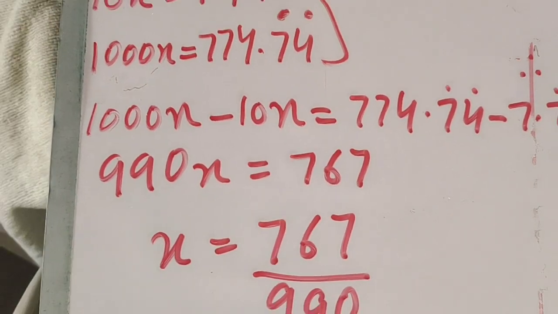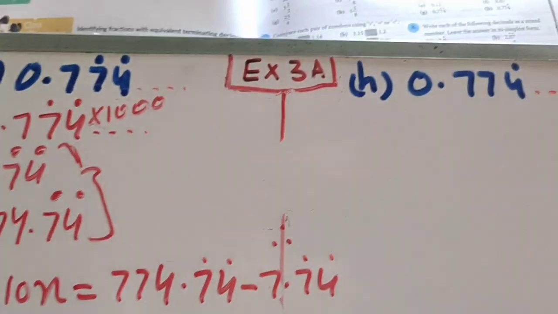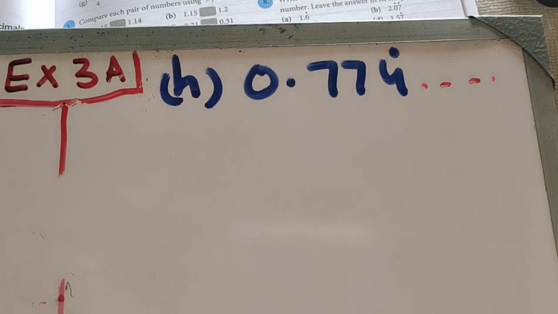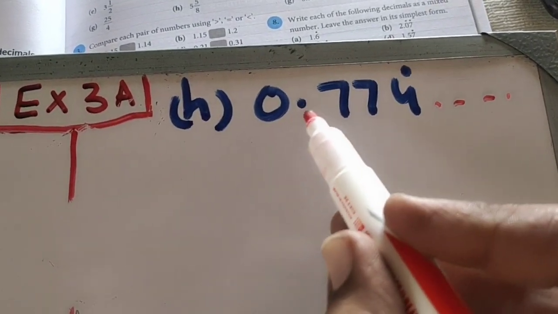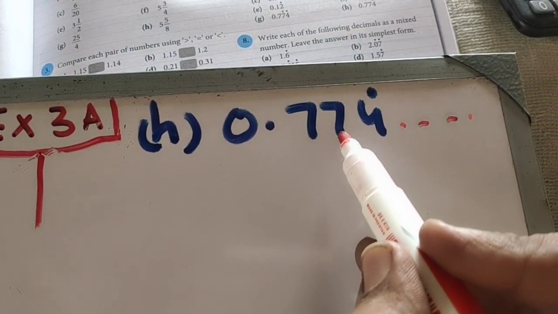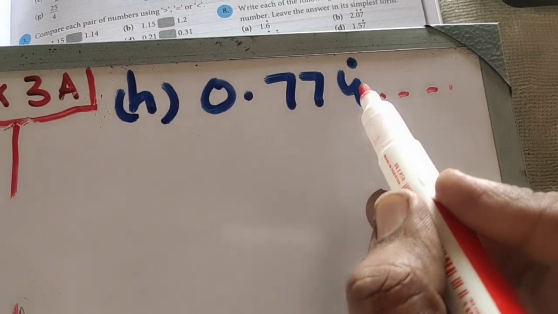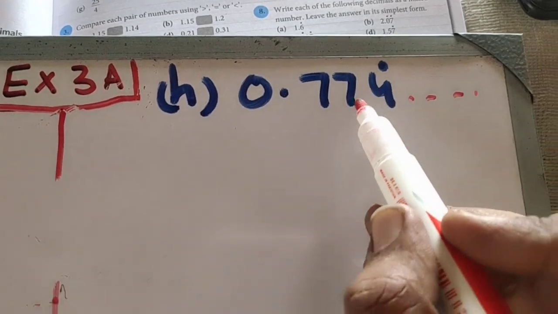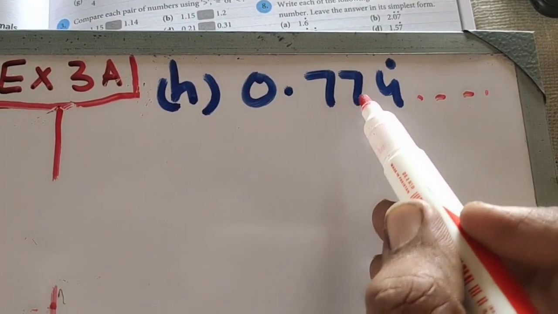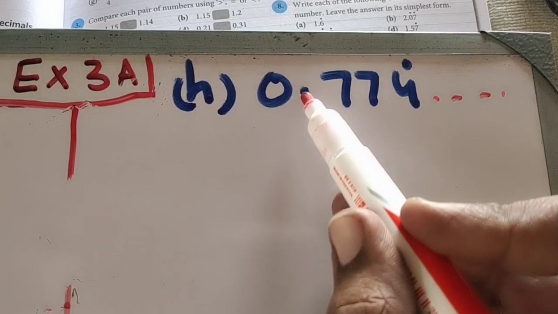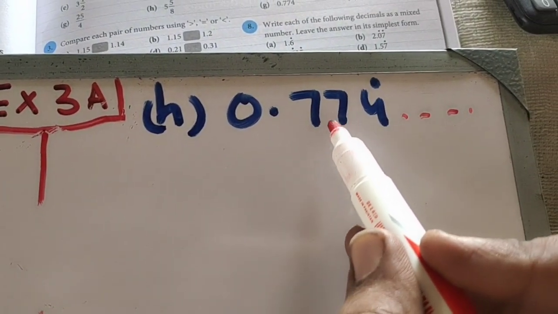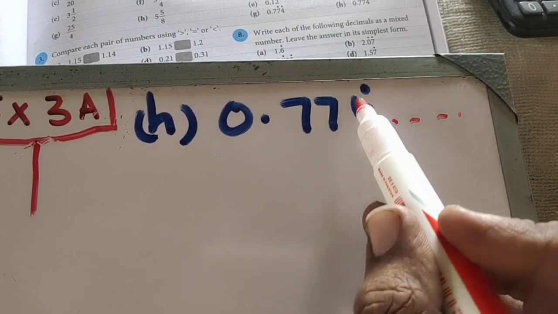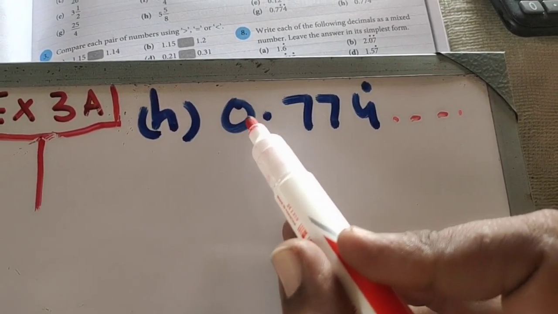So this is the answer for question number 7, part G. Now we move toward part H. Dear students, in part H again we have a recurring decimal with the first two numbers not repeating and the next number 4 repeating. As you all know, first we will move these two non-repeating numbers toward the left side of the decimal, and then in the second step we will move these three numbers shown in the question toward the left side of the decimal.